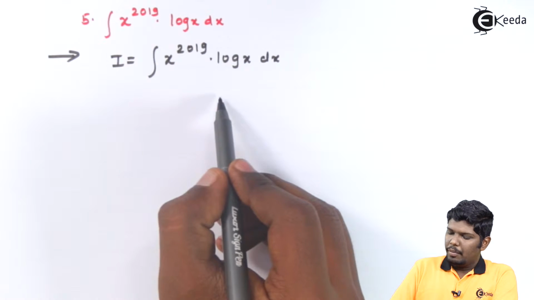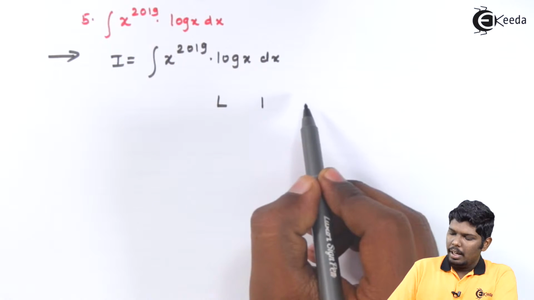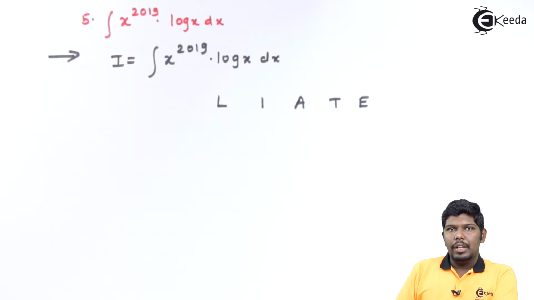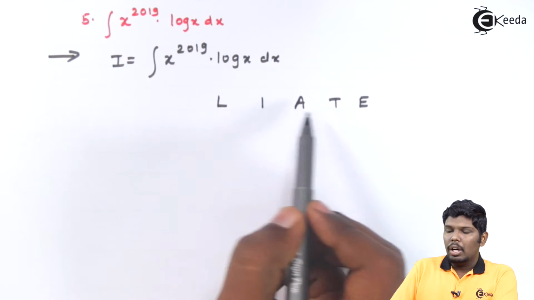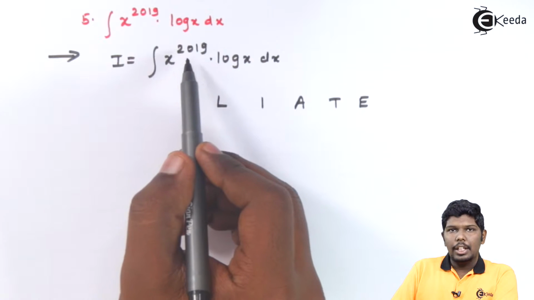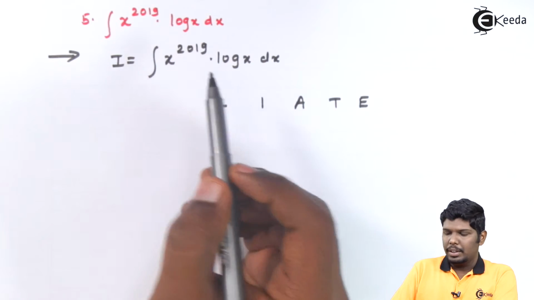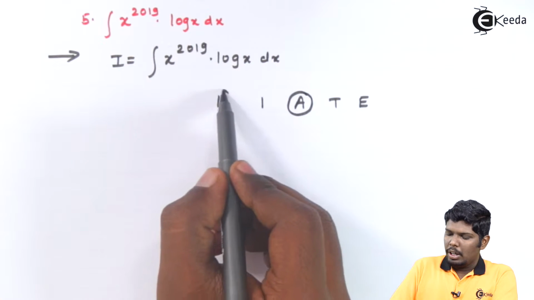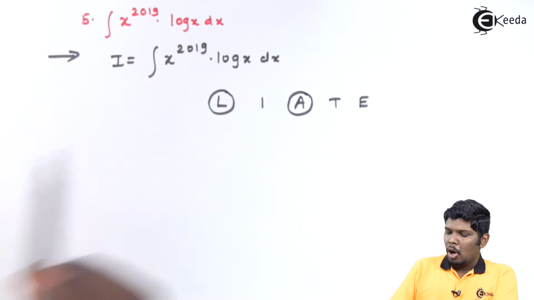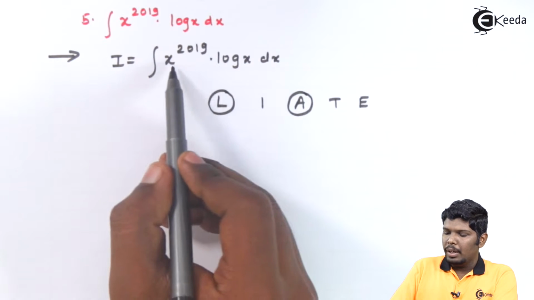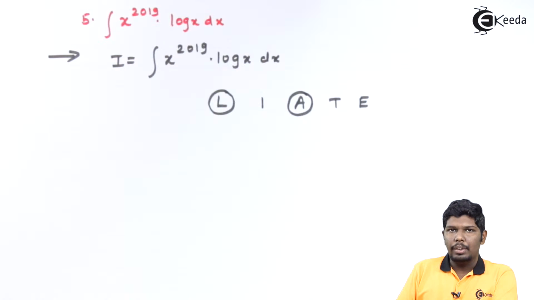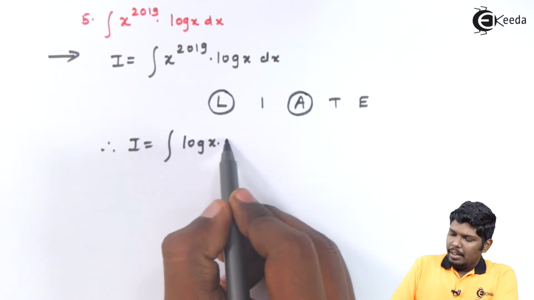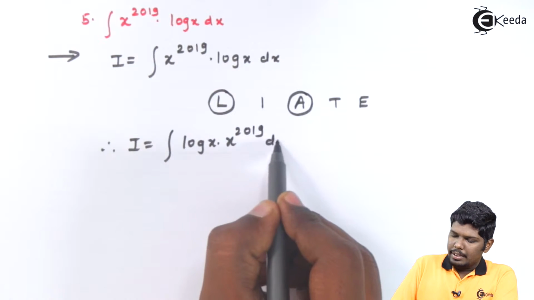That is, we have 5 different types of functions, that is logarithmic, inverse, algebraic, trigonometric and exponential. We are going to see whether the two given functions are in the given order or not. As you can see, the first function x raised to 2019 is an algebraic function, while the second function log x is a logarithmic function. As you can see, the log function needs to be arranged first, therefore we will interchange this integral and then start solving. Therefore I is equal to integral log x into x raised to 2019 dx.